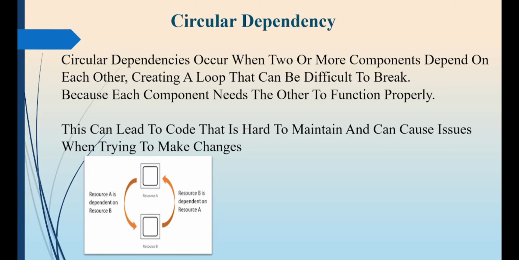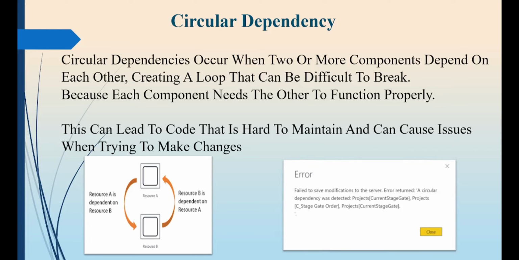Here you can see the example, with two components, resource A and resource B, and both components depend on each other and create a loop. In Power BI, it will give you an error like "a circular dependency was detected". So let's understand how this error comes and how we can fix it. Before moving to the Power BI Desktop screen, firstly let's understand how this error occurs in Excel.